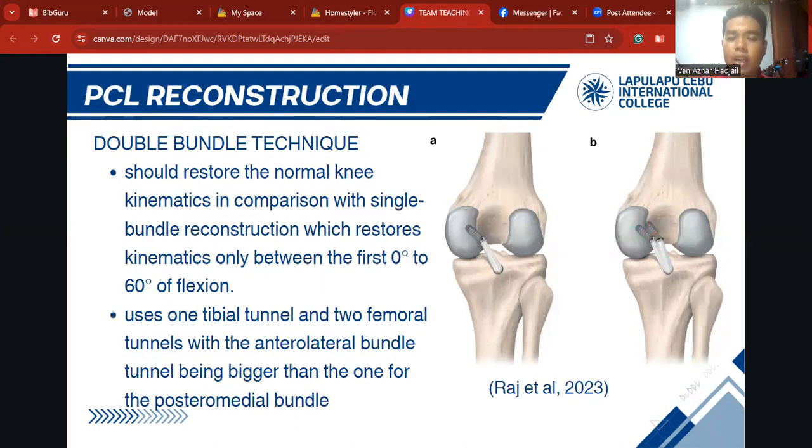It states here that it should restore the normal knee kinematics in comparison with single bundle construction, which restores kinematics only between the first 0 degree to 60 degree of flexion. So by that, we can see the difference: the double bundle can restore the full flexion of the knee, while the single bundle only restores 0 degree to 60 degree of flexion. The double bundle uses one tibial tunnel and two femoral tunnels, with the anterolateral bundle tunnel being bigger than the one for the posteromedial bundle.